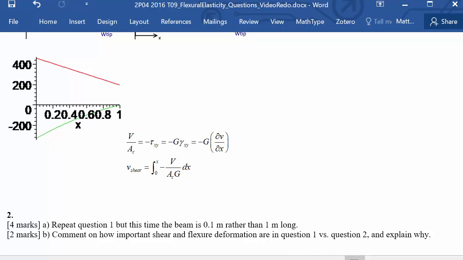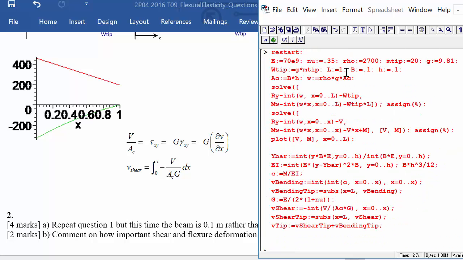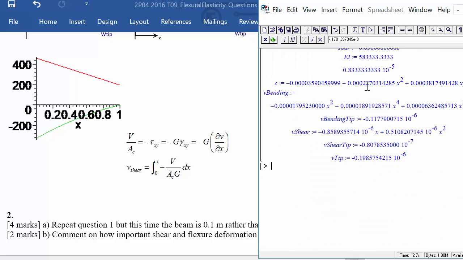Okay, so if we change things up here in Maple, this is one of the beauties of having done this whole thing with a computer. All you got to do is change this to 0.1, and then you can completely recalculate everything. So we've got now that bending gives us a displacement of 0.1 microns, and shear is almost the same actually, 0.08 microns. So the total thing is now about 50-50 bending and shear.